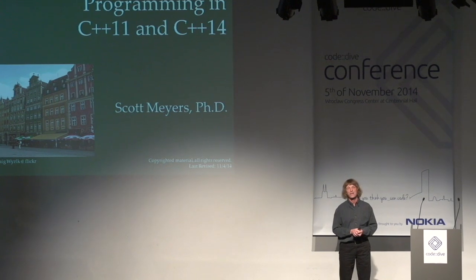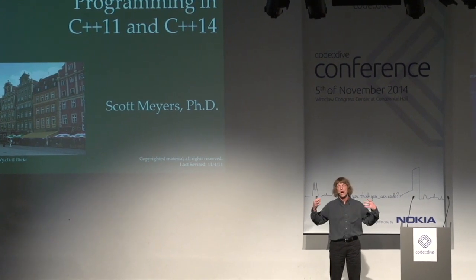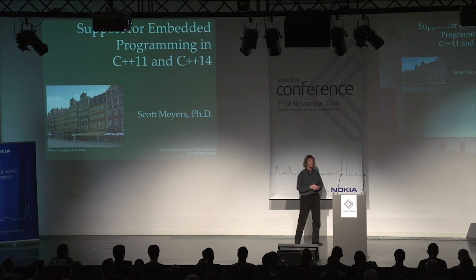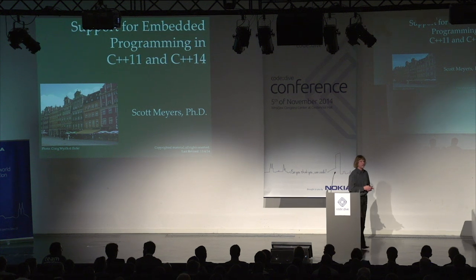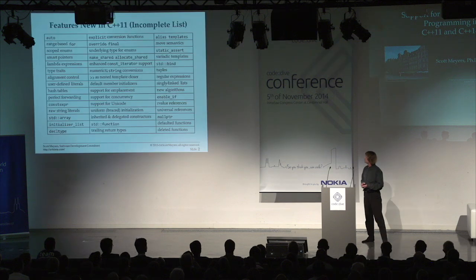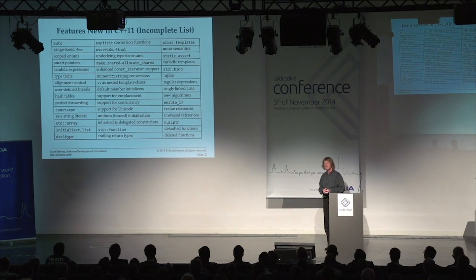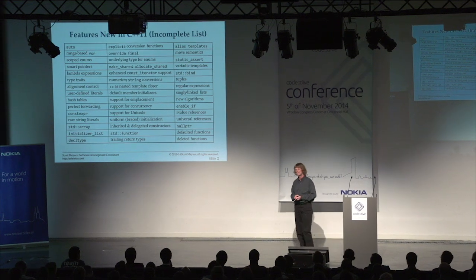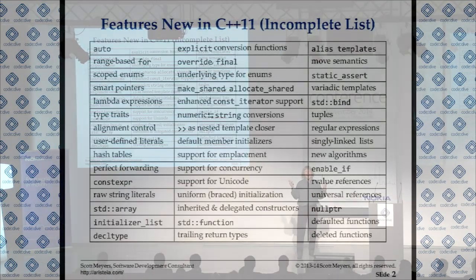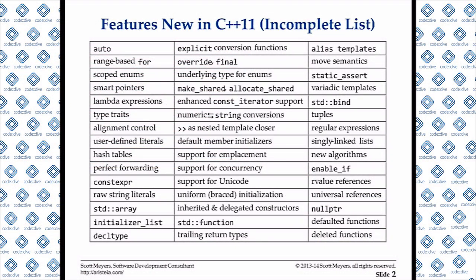My original idea behind this talk was to choose a bunch of features in C++11, in C++14 that were particularly attractive to people working on embedded systems. But when I sat down and took a look at the list of features that are in the languages, I realized that this is just not practical. So this is a subset of the new features in C++11. There's a fair number of them there. And the thing is, almost everything on this list is just as useful for embedded programmers as it would be for non-embedded programmers.